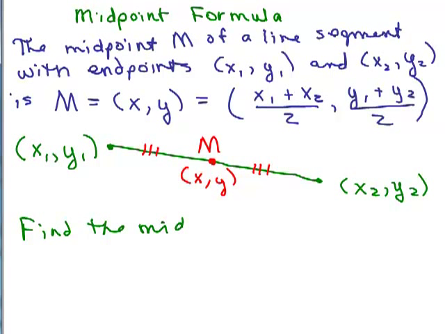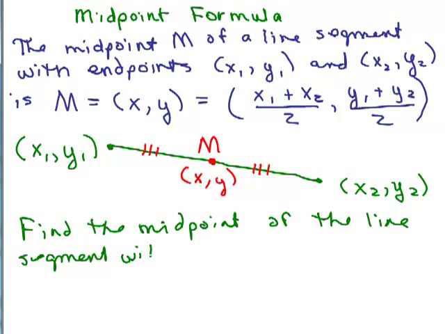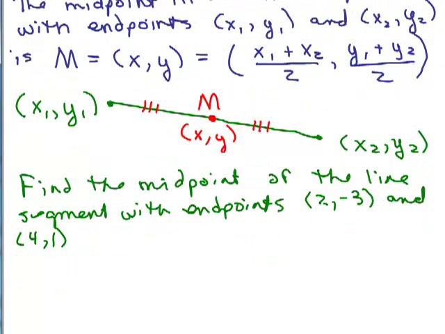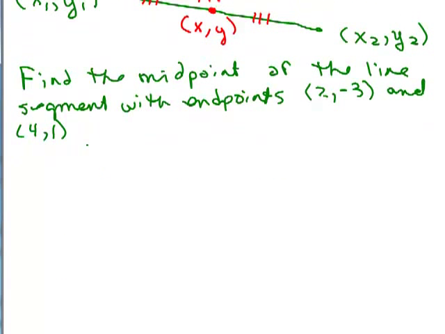Find the midpoint of the line segment with endpoints 2, -3, and 4, 1. All right, so let's just use the formula.